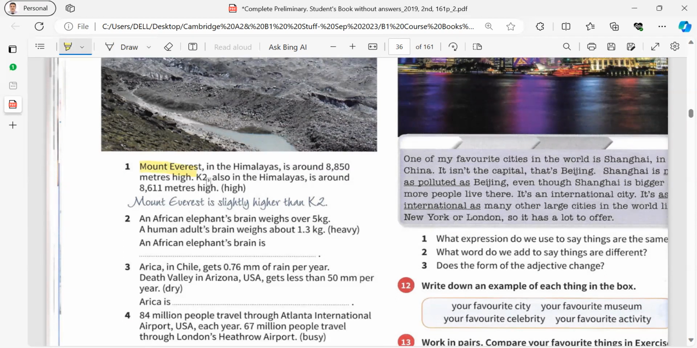Mount Everest in the Himalayas is 8,850 meters high. K2 is around 8,611 meters high. So which one is higher? Mount Everest, right? So Mount Everest is slightly higher. يعني أعلى بنسبة بسيطة طفيفة، يعني الفرق بينهم مش كبير. So slightly higher than K2.